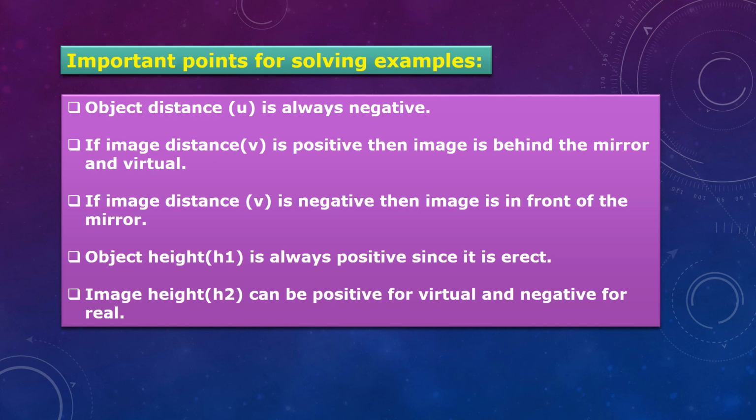If image distance is given, that is positive, then image is behind the mirror and virtual. And if image distance given is negative, then image is in front of the mirror. Object height h1 is always positive since it is erect. Erect means straight. Image height h2 can be positive for virtual and negative for real image. So these points are very important for solving these numericals.